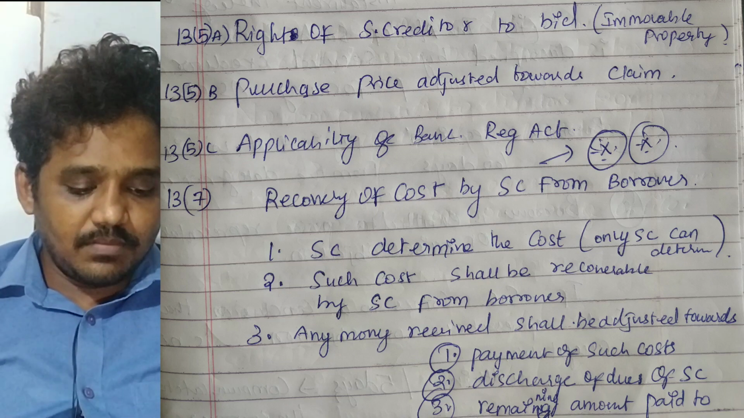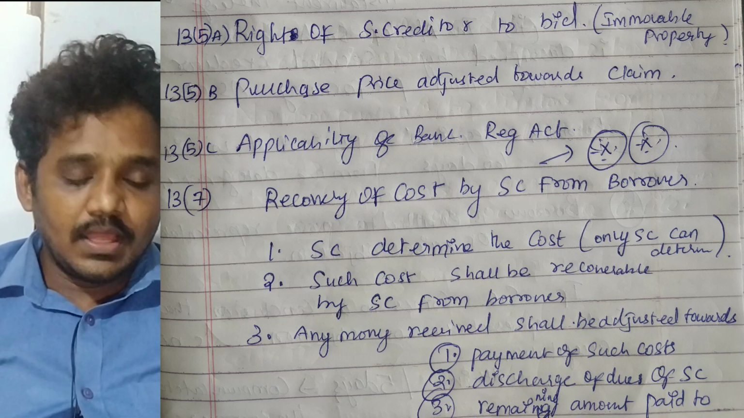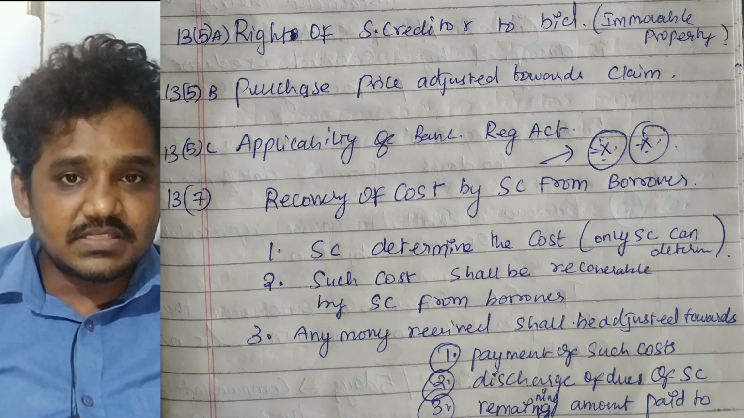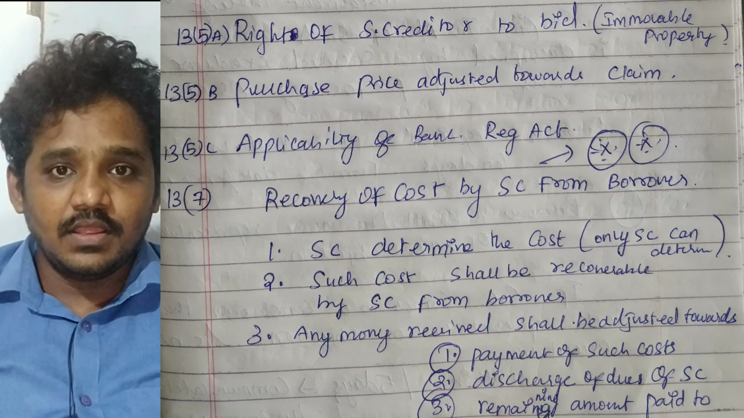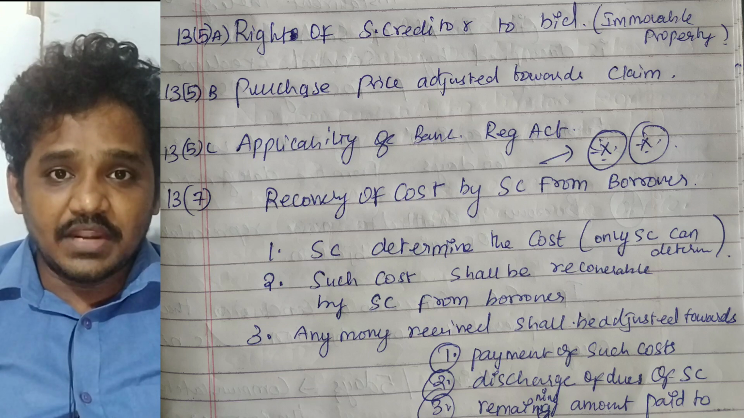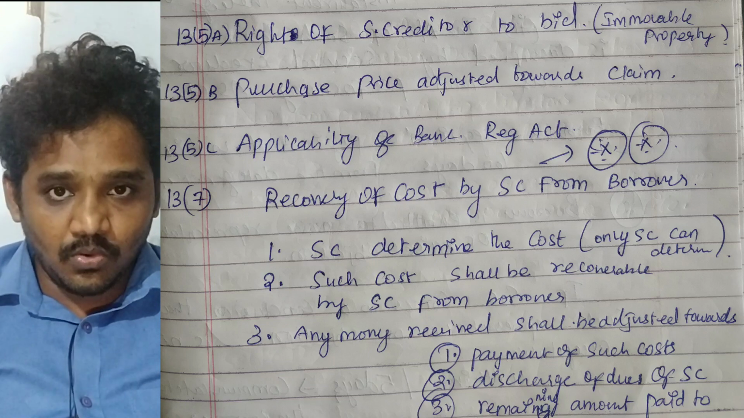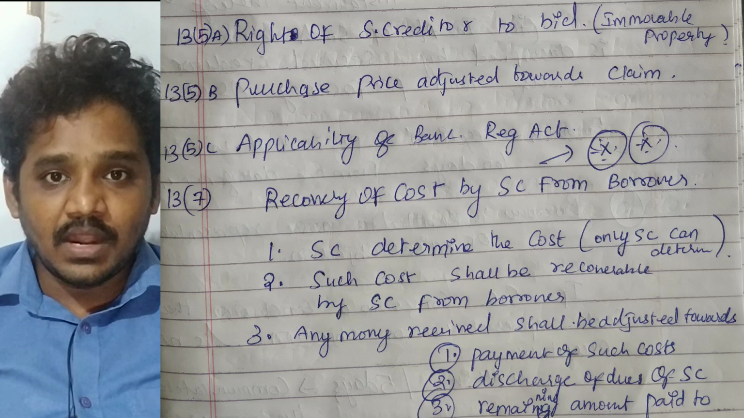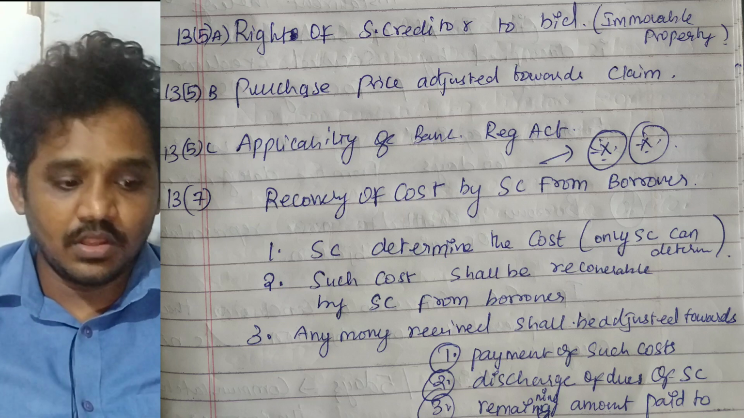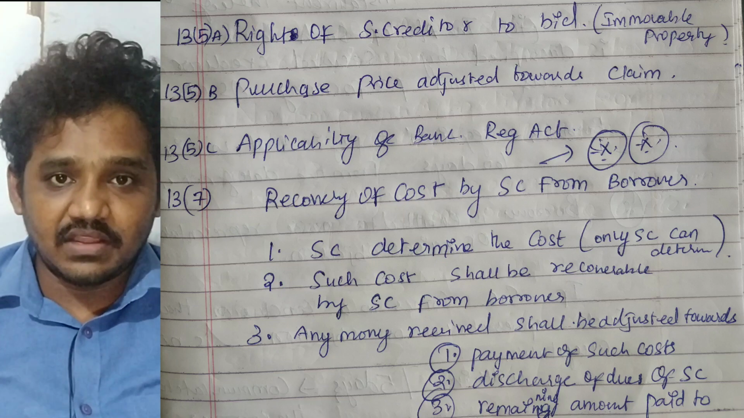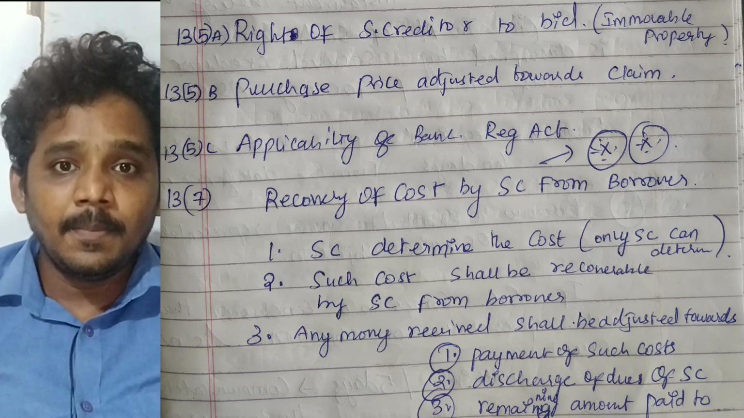Recovery of cost by secured creditor from borrower. At times the secured creditor spends some additional amount in terms of the process. So that additional amount will also become a loan to the borrower. In that case, the borrower has to repay the additional amount. So the additional cost in terms of recoveries will need to be borne by the borrower.